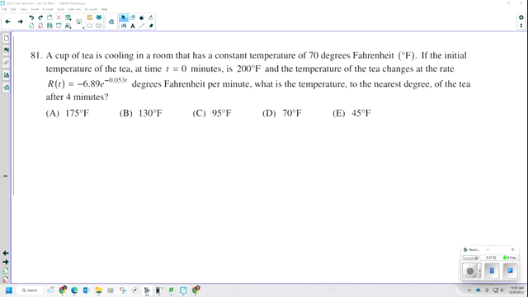81. A cup of tea is cooling in a room that has a constant temperature of 70 degrees. Well, that's nice. Tea. I prefer coffee, but tea is supposed to be healthy. If the initial temperature of the tea at time 0 minutes is 200 degrees, and the temperature of the tea changes at a rate of R of t, which is negative 6.89 e raised to the negative 0.053 t degrees Fahrenheit per minute, what is the temperature to the nearest degree of the tea after 4 minutes?